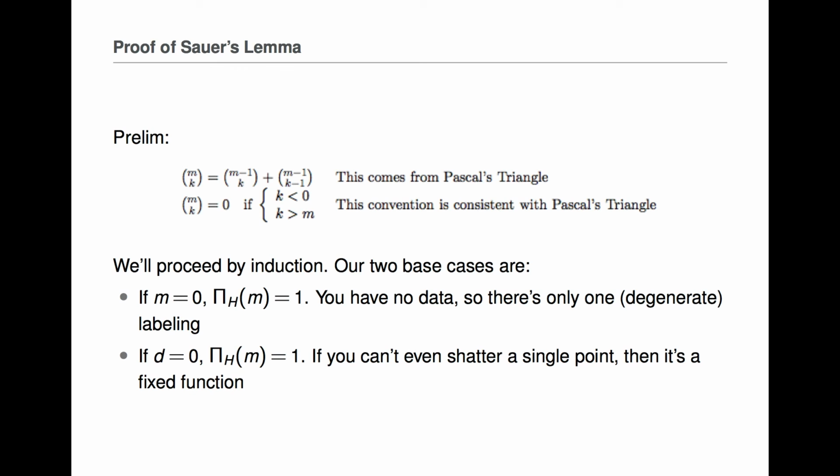And our base cases are fairly obvious. If you have no data, then you can't really label the data, so we'll just say that there's only one labeling possible. And if your VC dimension is 0, you can't shatter even a single point, then your hypothesis set must be a fixed function, so in that case, the growth function still has to be 1.